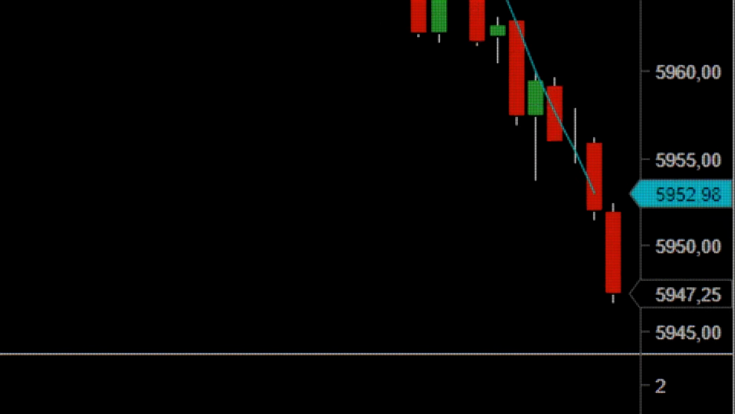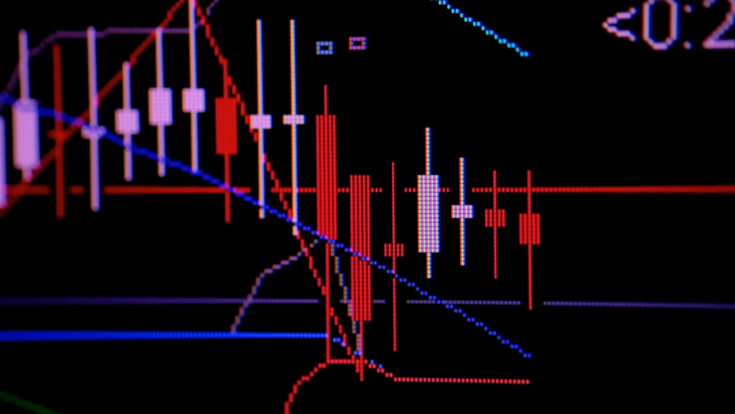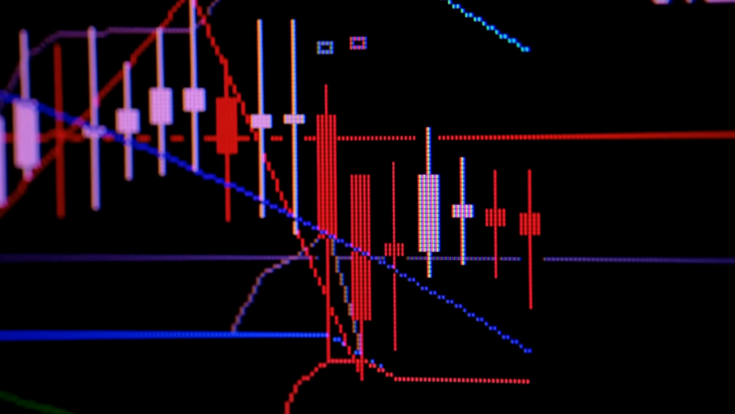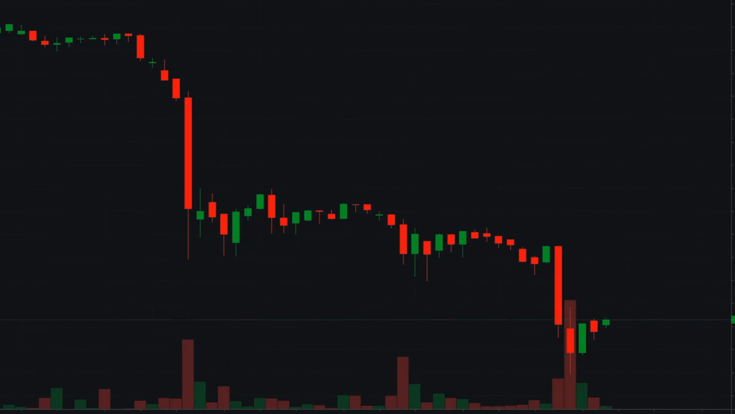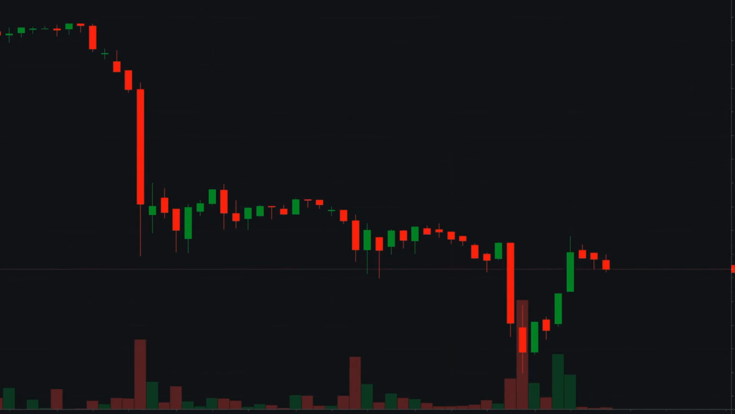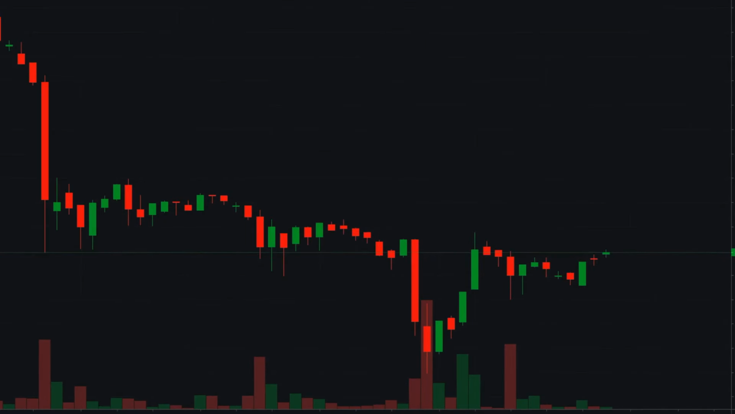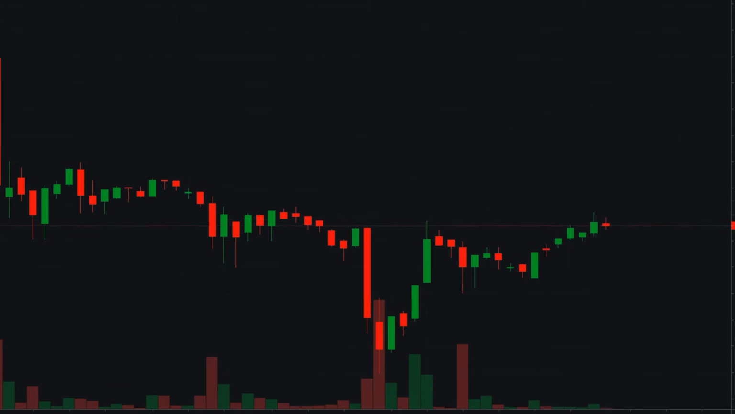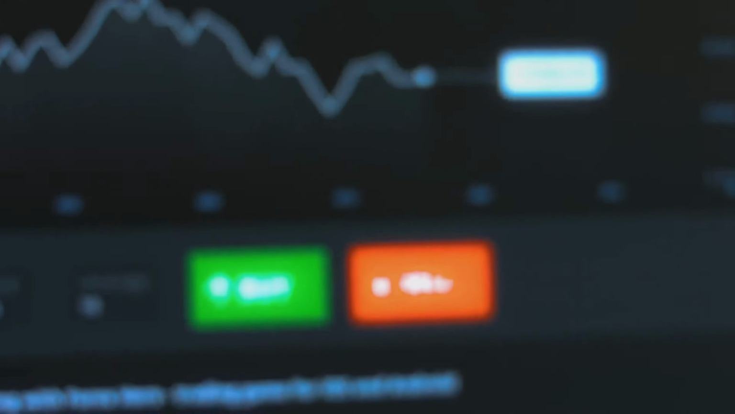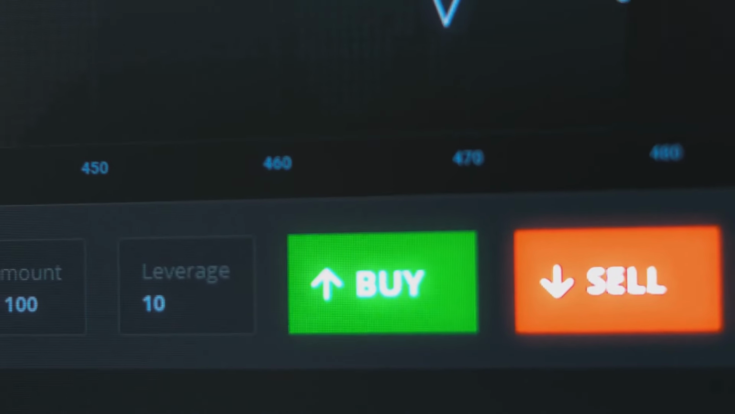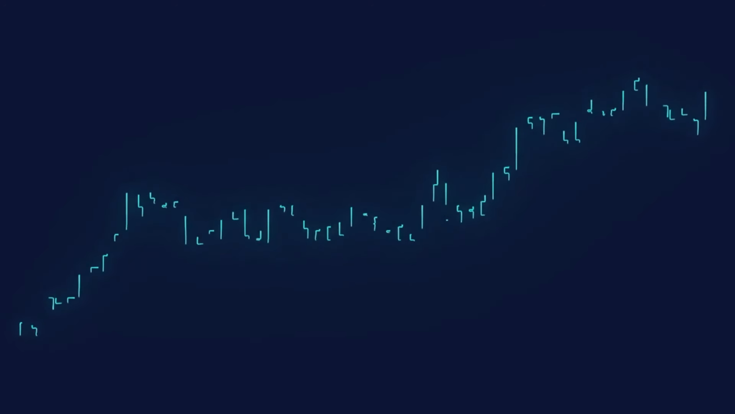The top of the body marks the opening price for a bearish candle and the closing price for a bullish one. Conversely, the bottom of the body marks the closing price for a bearish candle and the opening price for a bullish one. Now let's talk color. A green or white candle indicates that the closing price was higher than the opening price, signifying a bullish market. Conversely, a red or black candle means the closing price was lower, signifying a bearish market.